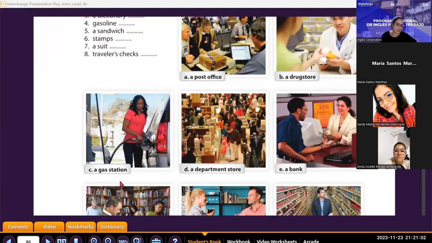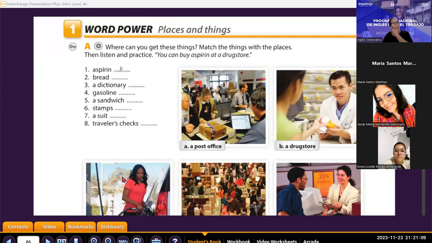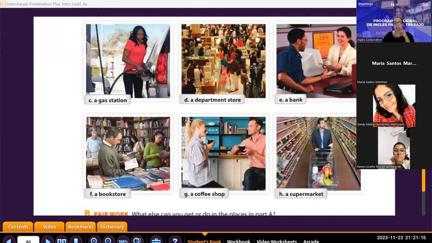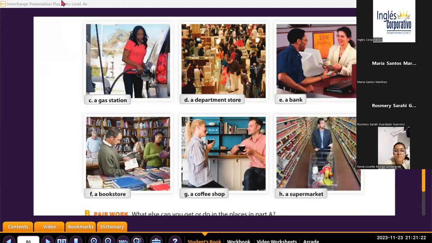Where can you get gasoline? Gas station. Sí. Yes. Where can you get a sandwich? Where can you get a coffee shop? At a coffee shop. That's for the sandwich. Sandwich in a coffee shop? Yes.